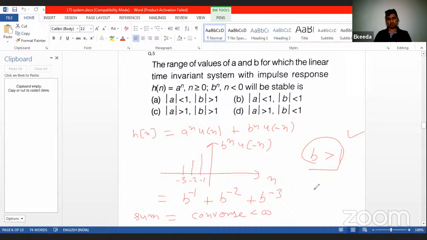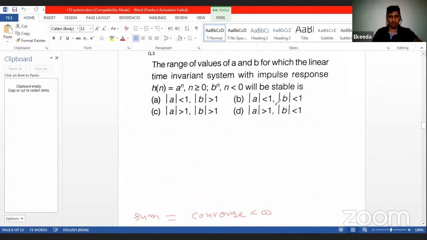And in the last case we have seen that A must be less than 1. Why are we taking the modulus? Because our condition says that the impulse response must be absolutely summable to be stable. That's why we are taking the modulus. Now coming to the next.